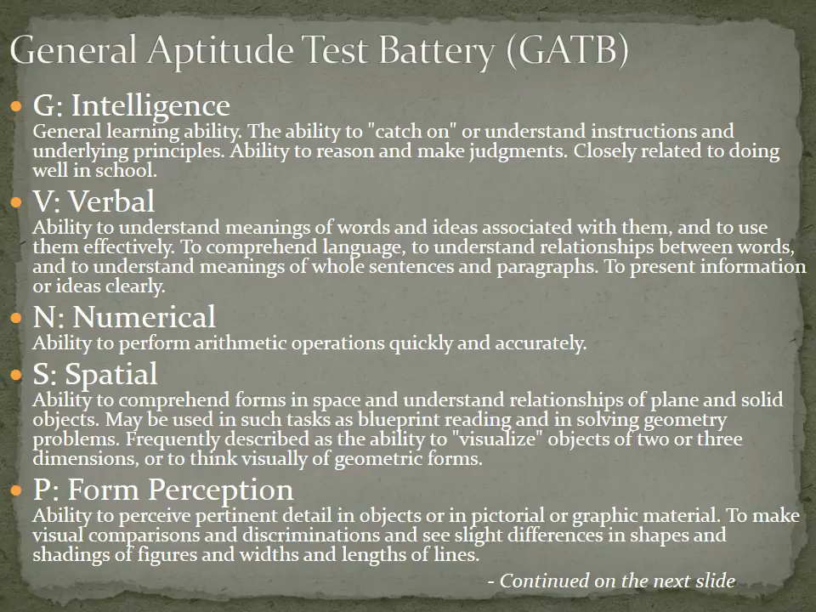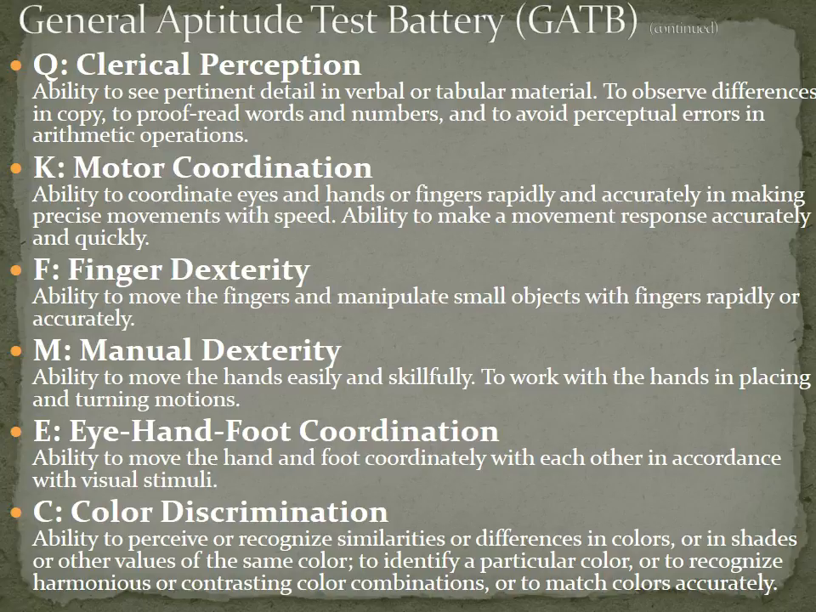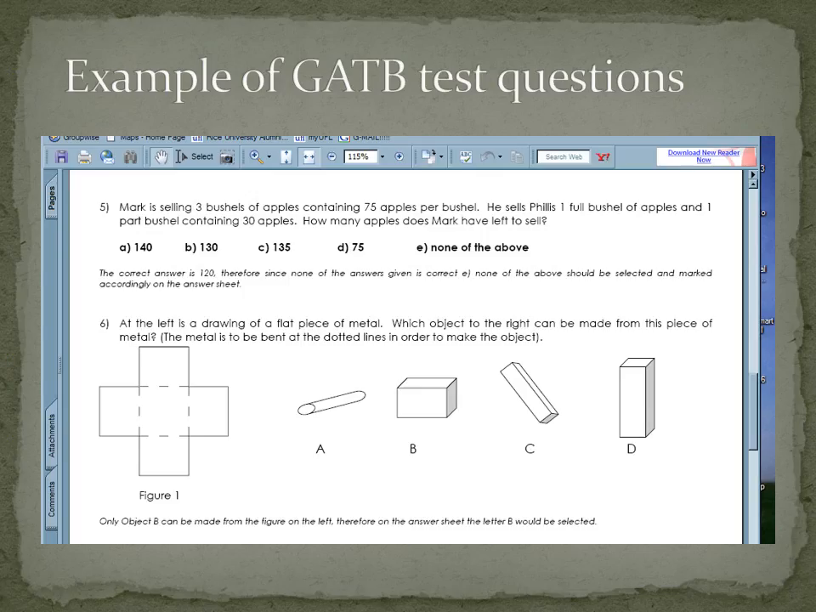I probably don't need to read through all of these for you all, but you can review them. These are the domains, the subtests for the GATB: intelligence, verbal, numerical, spatial, form perception, clerical perception, motor coordination, finger dexterity, manual dexterity, eye-hand-foot coordination, and color discrimination. And then here's an example of the types of items that are part of the battery of the GATB.